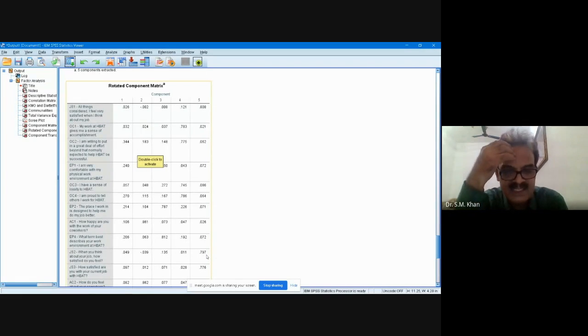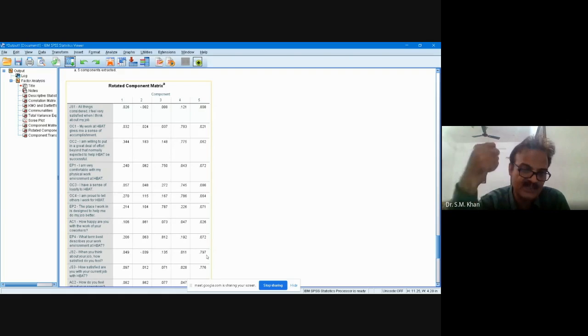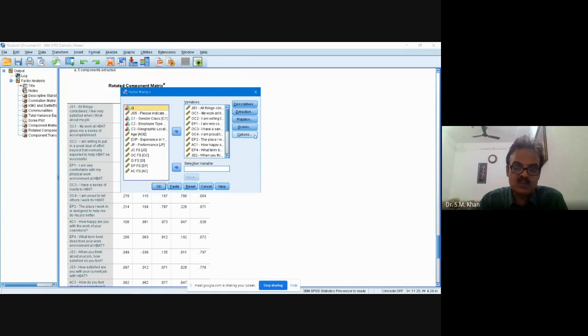So what is our intention? Sort the items on the basis of factor loading. Sort them, and the loadings which are less than 0.40, remove them from this table. Very interesting. Why did I decide 0.40? It is on the basis of the sample size that I have shared. Okay, come to the options.